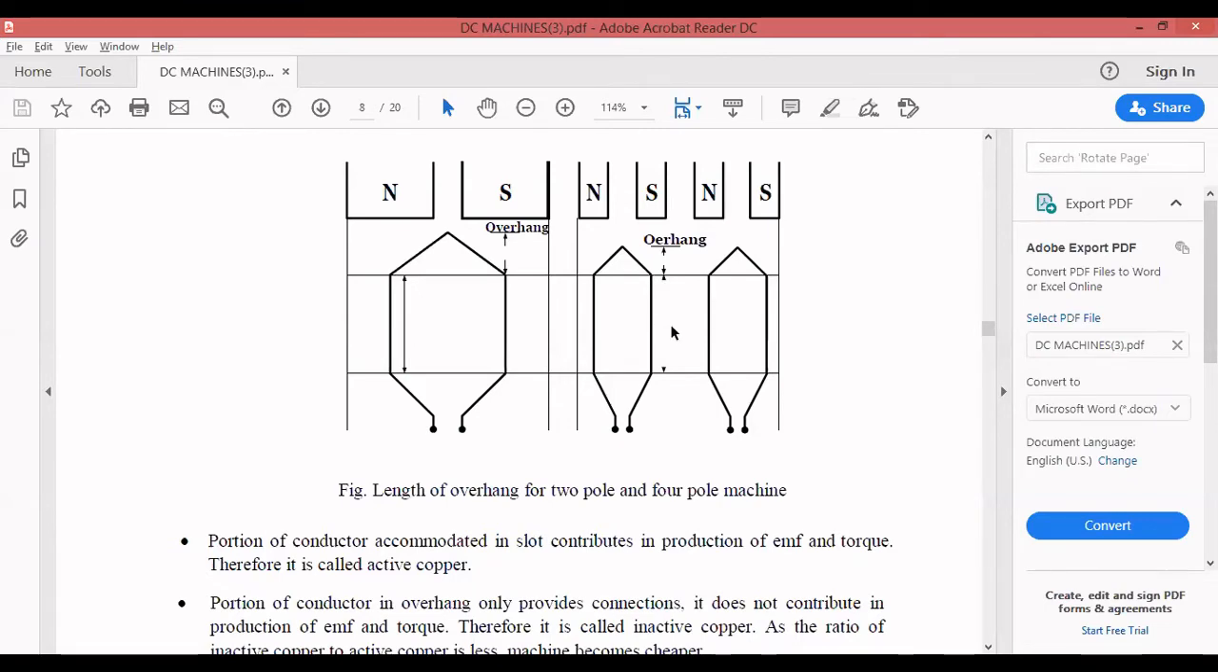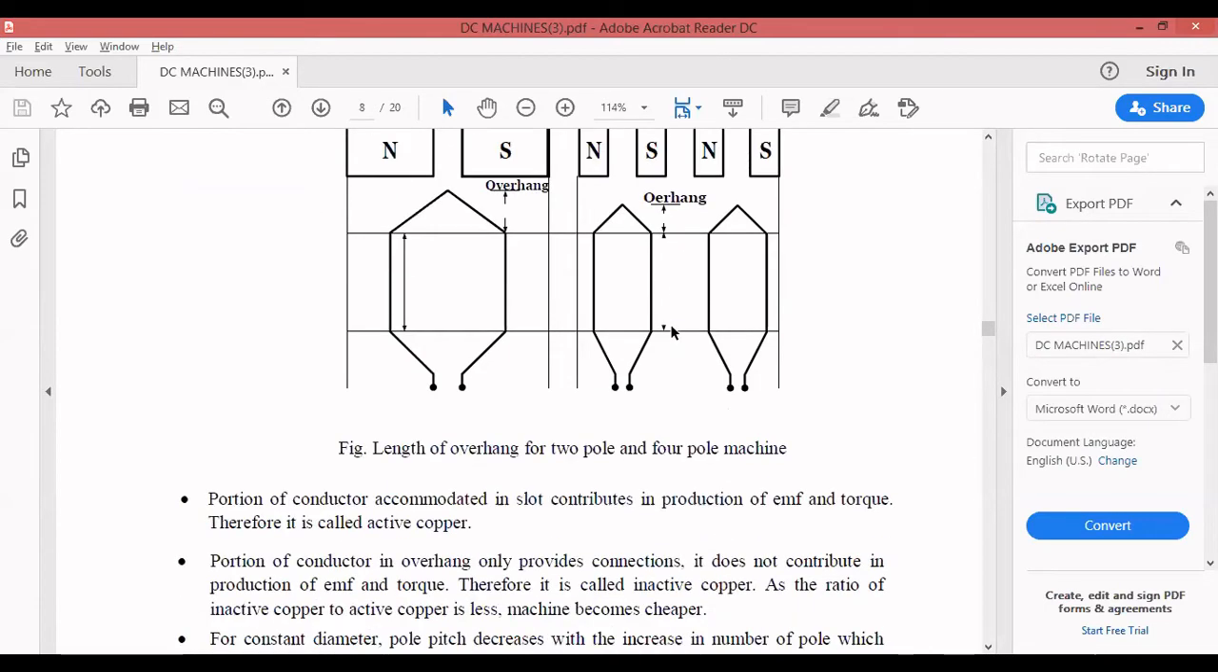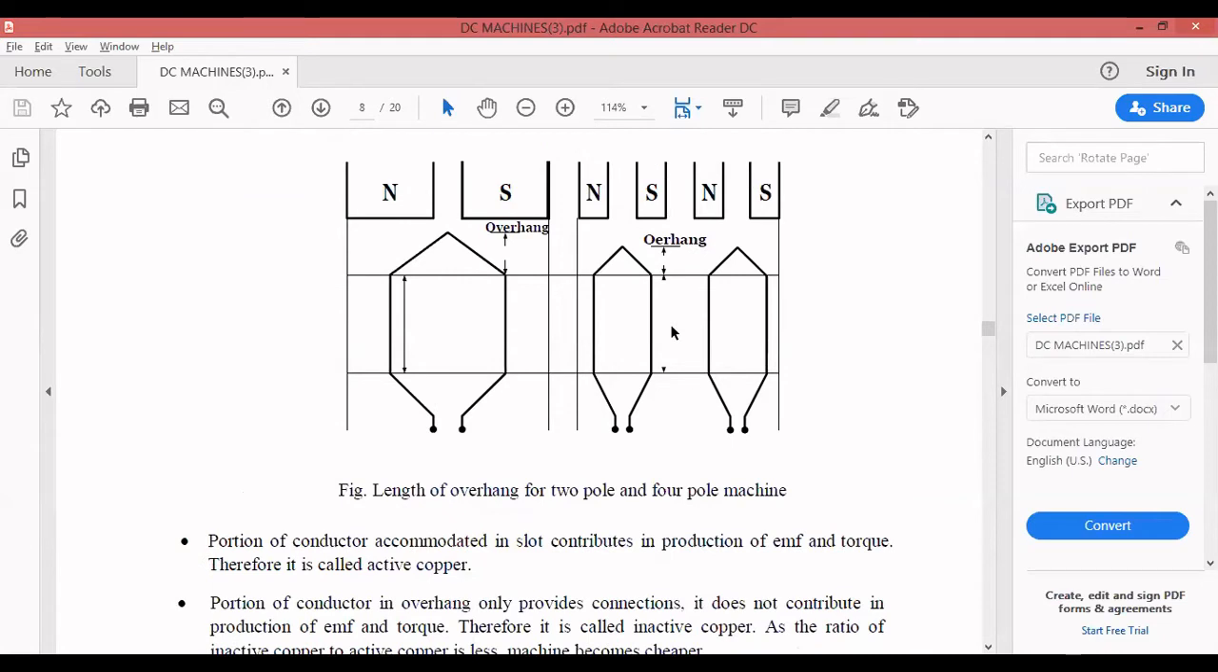So what you can say is, the weight of the copper will be less in the four-pole machine compared with the two-pole machine. So more copper is used for a two-pole machine because most of the copper gets wasted in this overhanging.